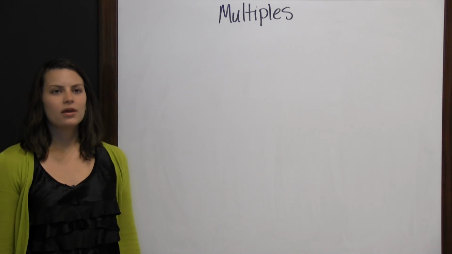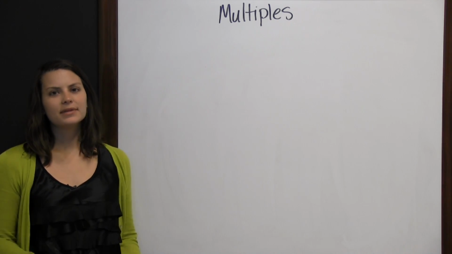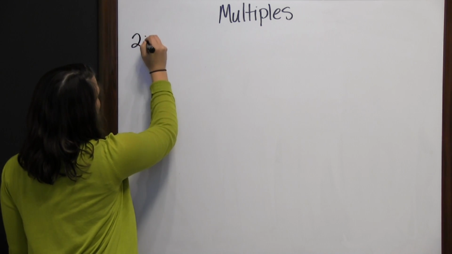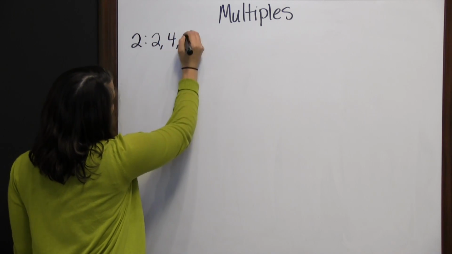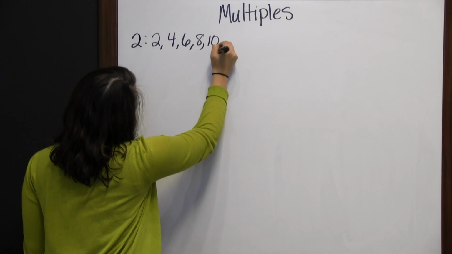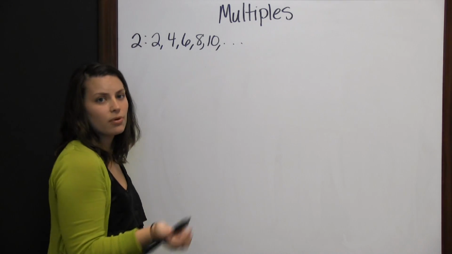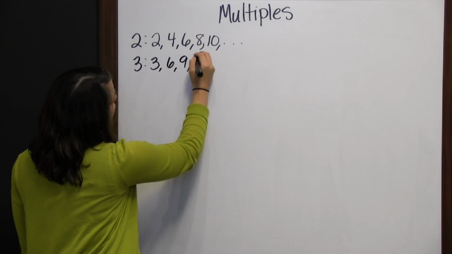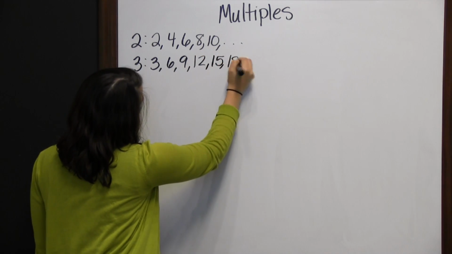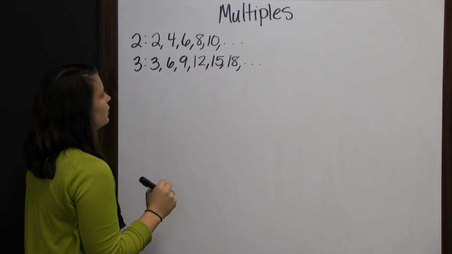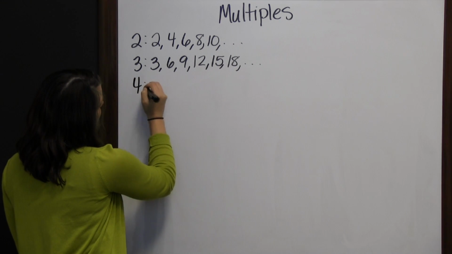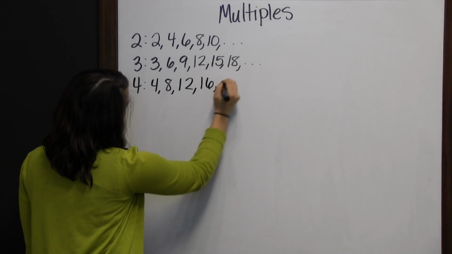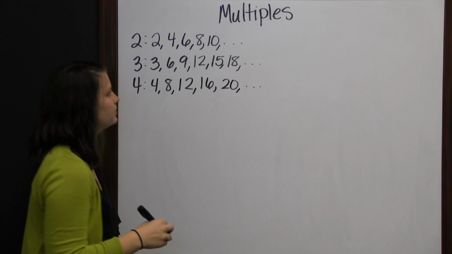Multiples. You can think of multiples as like counting by that number. So for instance, the multiples of 2 would be 2, 4, 6, 8, 10, etc. The multiples of 3 would be 3, 6, 9, 12, 15, 18, etc. The multiples of 4 would be 4, 8, 12, 16, 20, and so on.